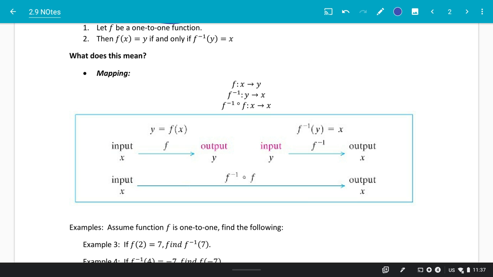So let me give you an example. Let's say I input 3 into some function. And the output I get is 4. Okay? For the inverse to work, the y, or the output, now goes to the input of this new inverse function. So if I input 4, what am I going to get out? 3. That's what inverse functions do.